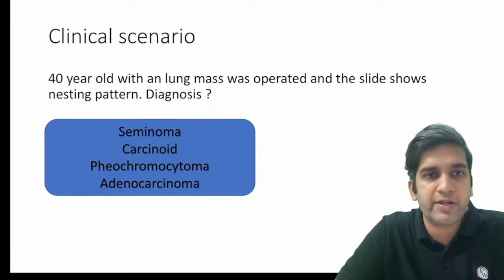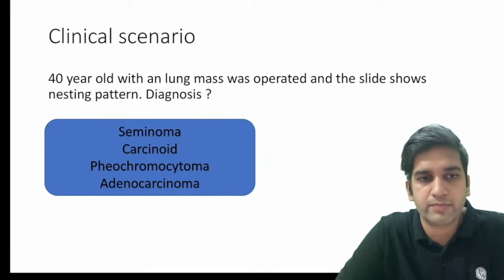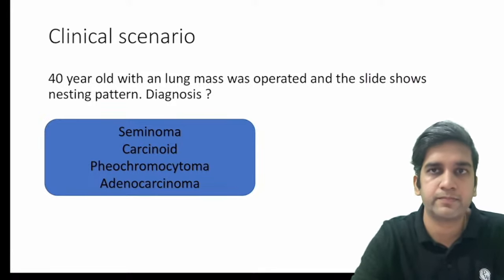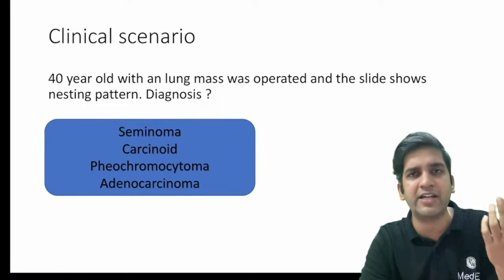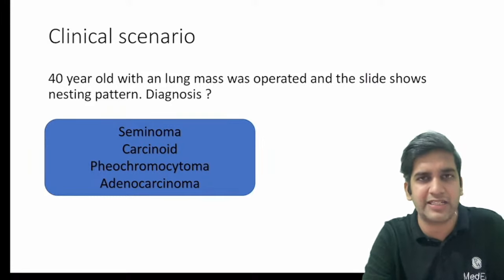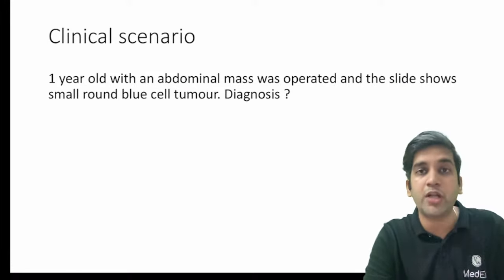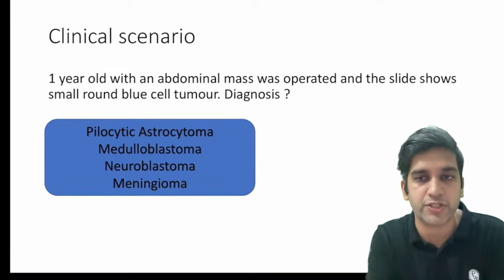40-year-old, lung mass, operated slide shows nesting pattern. Diagnosis? Carcinoid, seminoma, pheochromocytoma, adenocarcinoma. Adenocarcinoma is not going to present that. It's classical carcinoid, right? So the pattern is useful along with the clinical history.